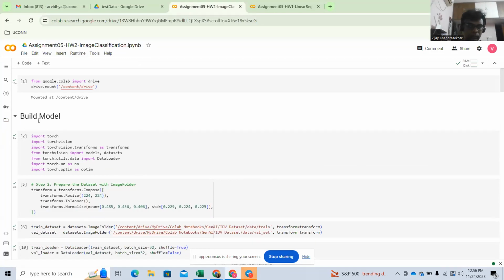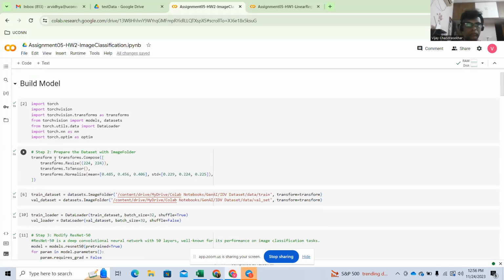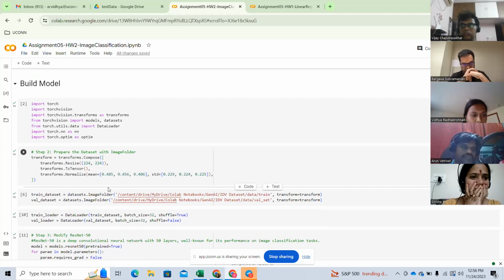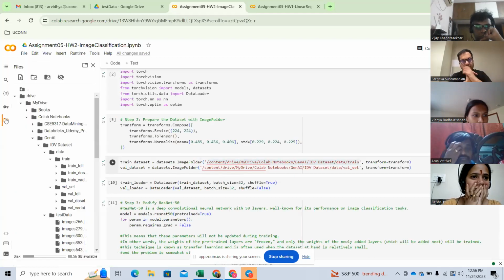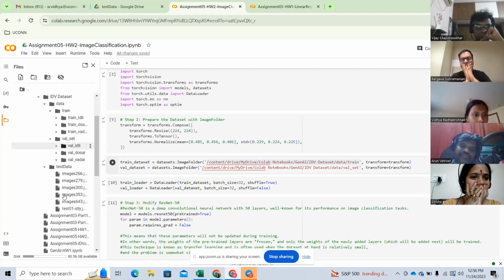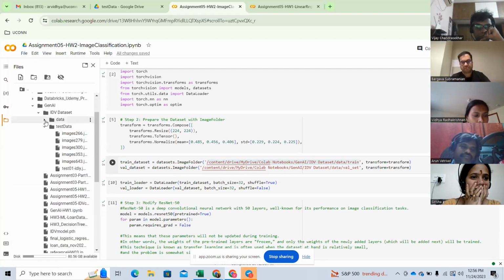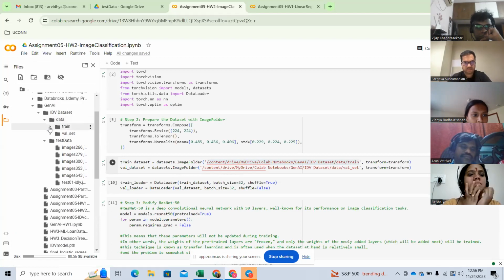The first one is to build the model using PyTorch. First, for the images in the image folder, it resizes and normalizes them using this piece of code. One thing that was particular was the folder structure, how we are placing the images. The images have to be placed in a data folder, and within the data folder we have the train set and the validation set.